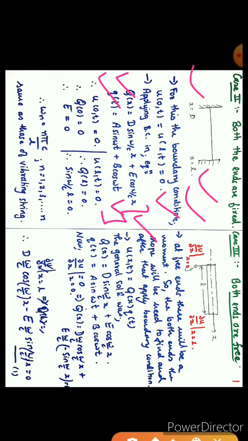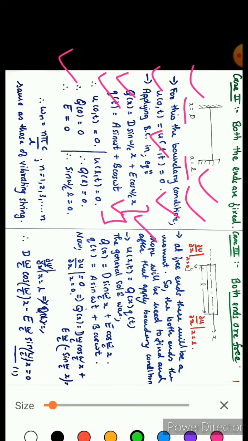Once again I am repeating, here we have taken both the conditions, that is u of 0,t and u of L,t which equals 0. So two boundary conditions we have used. Making use of the first boundary condition u of 0,t, substituting in this equation you will be getting cos 0 is 1, sin 0 is 0, so ultimately E will be 0. So from the first boundary condition we have obtained one arbitrary constant, that is E equal to 0.